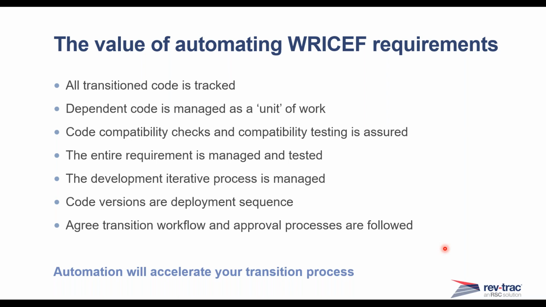It will not be moving to the next phase without the appropriate approvals, and so you're not ending up with this huge mess of objects that are seemingly unrelated, and you're managing everything at the object level. That's just going to slow things down, and create inevitable problems for you further down the track. And so then the development iteration process is also well managed. So as we saw here, there could be any number of iterations depending on the phase one is at, and we still need to make sure that that's managed well, and there is an audit trail around why it had to iterate in the first place. Code versions are then deployed in sequence, and the agreed transition workflow and approval processes are followed.